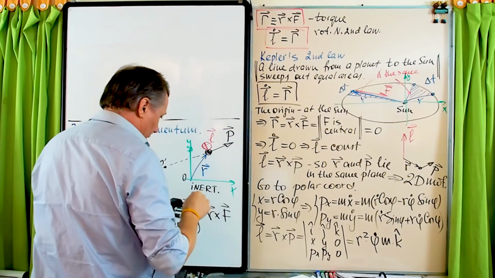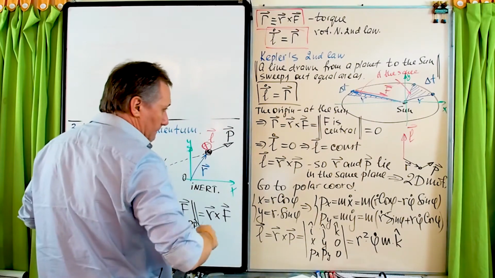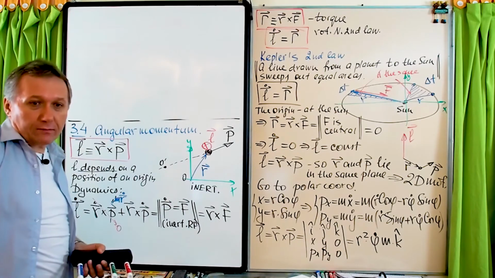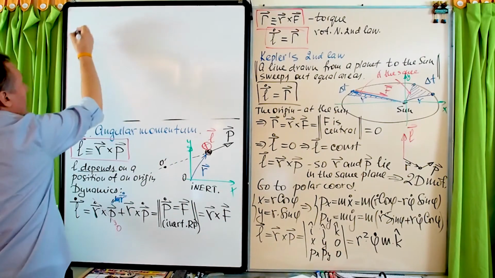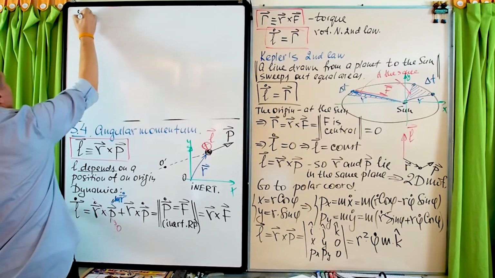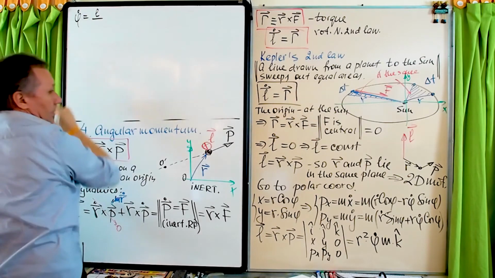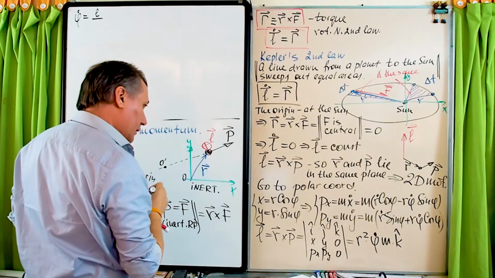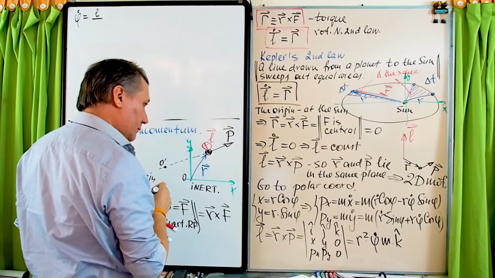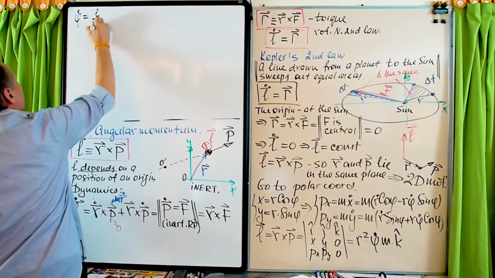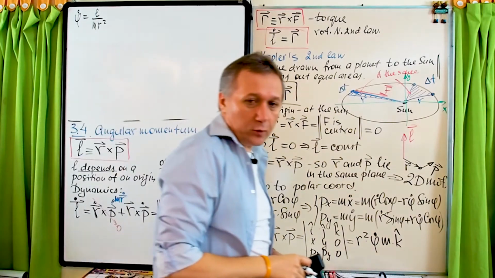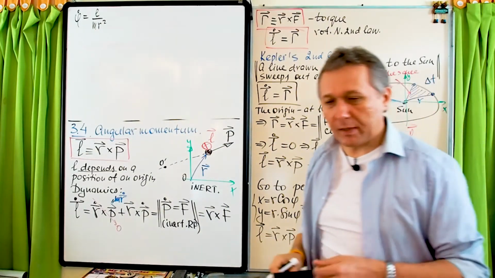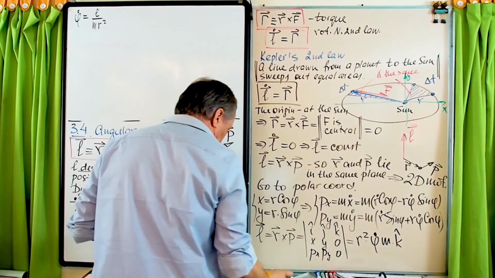And so now let me write it not in the vector form. So I can write that phi dot equals L divided by m r squared. Okay, now let's leave it alone for a few minutes. We'll get back to this in a minute.